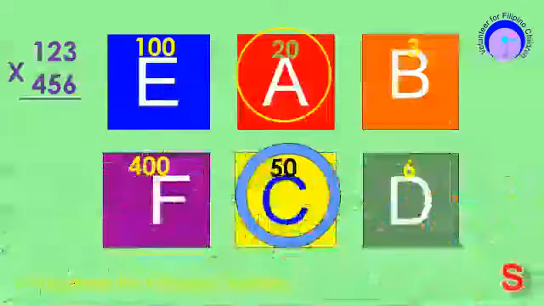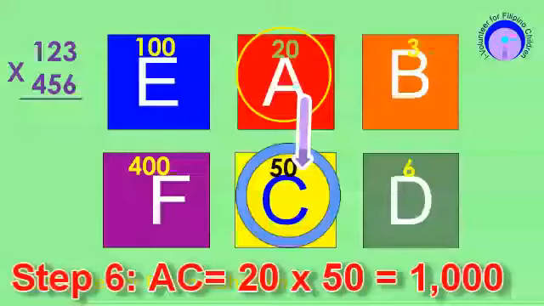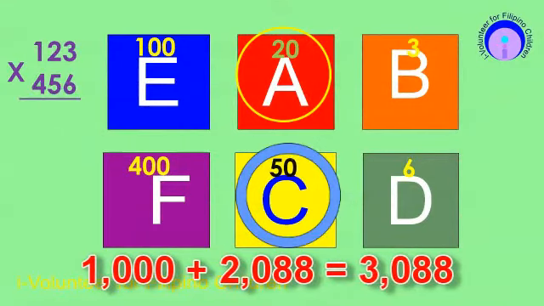Step 6. Finding the value of A and C. 20 times 50 is equal to 1,000. 1,000 plus 2,088 is equal to 3,088.